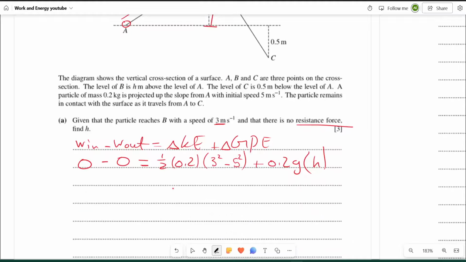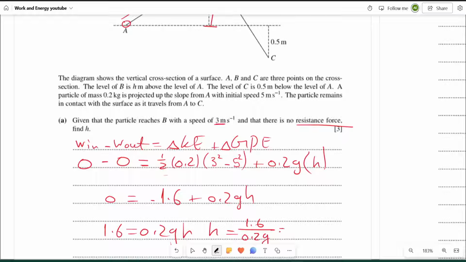From here, what we can do is multiply this out. So half times 0.2 times 3 squared minus 5 squared, so 0 equals negative 1.6 plus 0.2gh. Moving this to the other side, 1.6 equals 0.2gh. So h is basically equal to 1.6 over 0.2 times g. So 1.6 over 0.2 times 10, that is going to give me 0.8 meters, and this is the final answer for h.